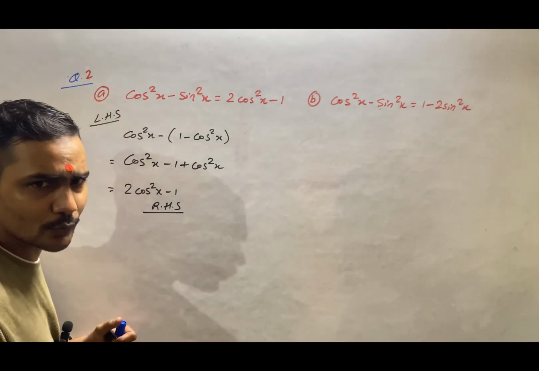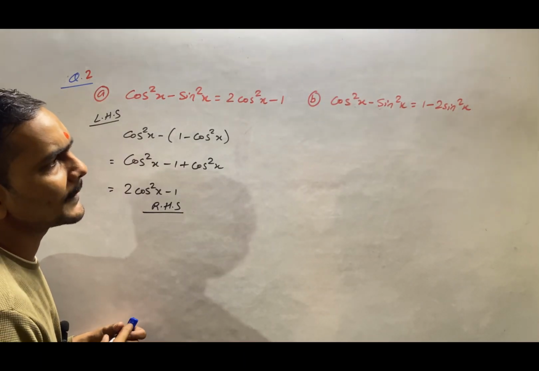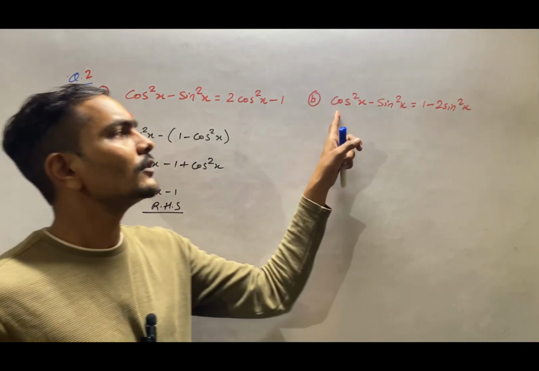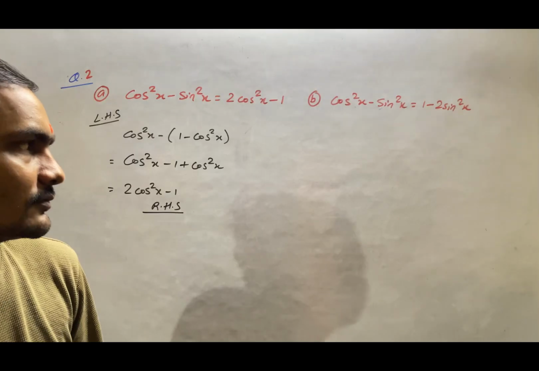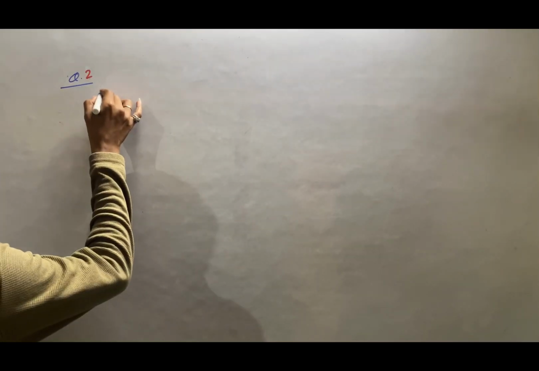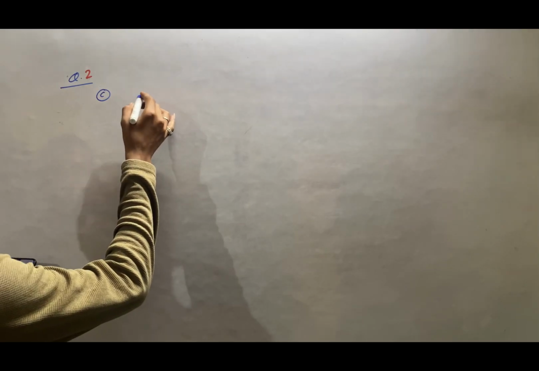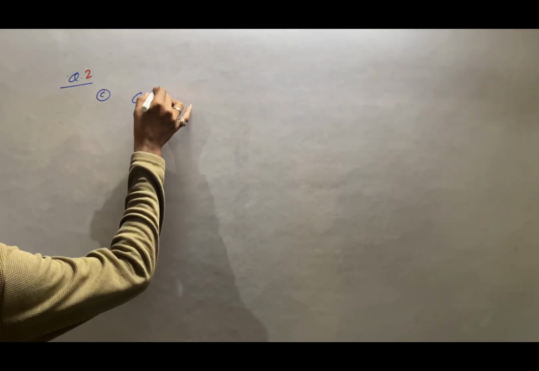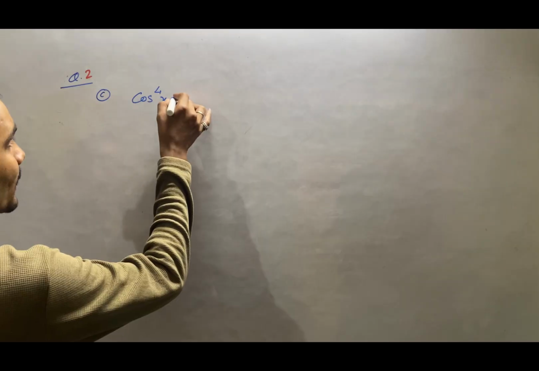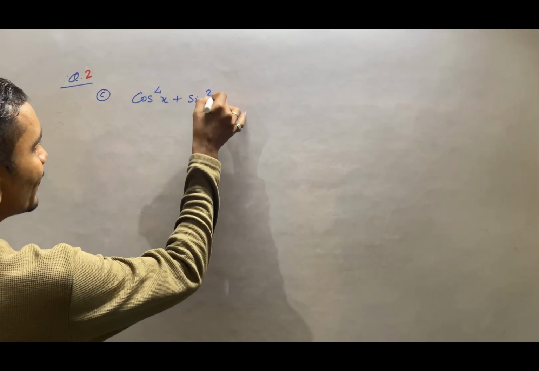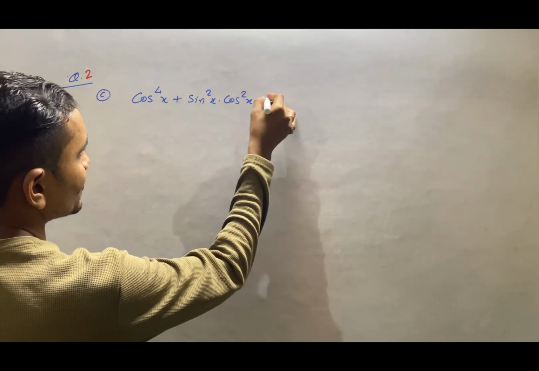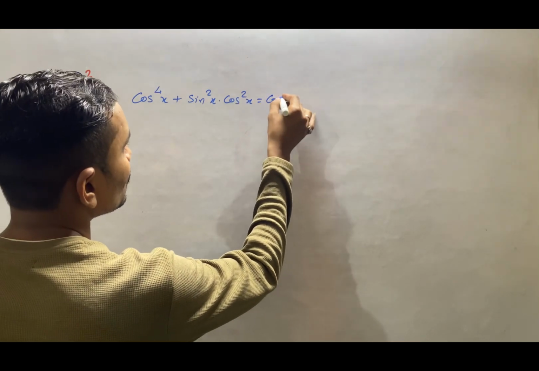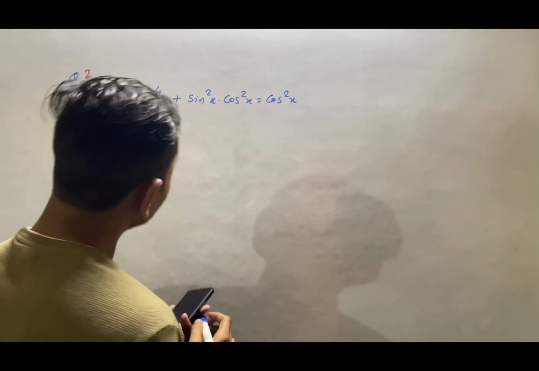Now you can approach that question the same way. Here we have to change cos square x. Here we have sine to the power 4 x plus sine square x times cos square x, that is equal to cos square x.